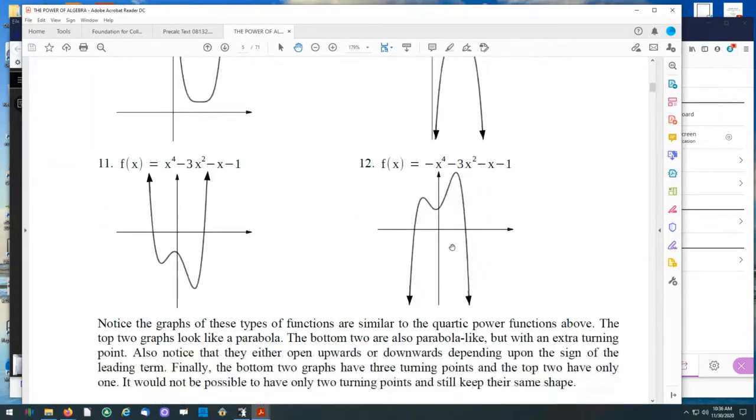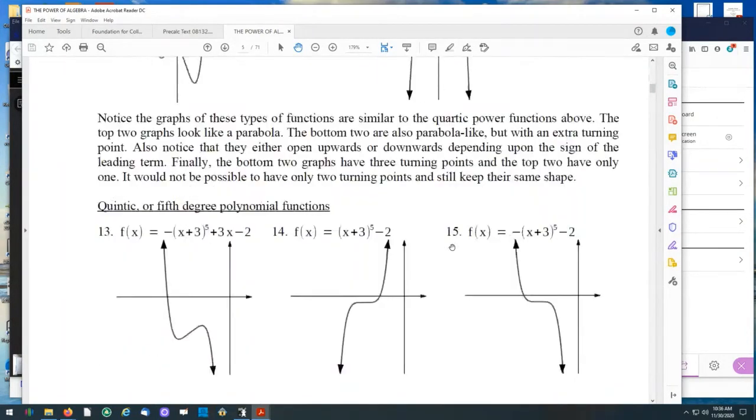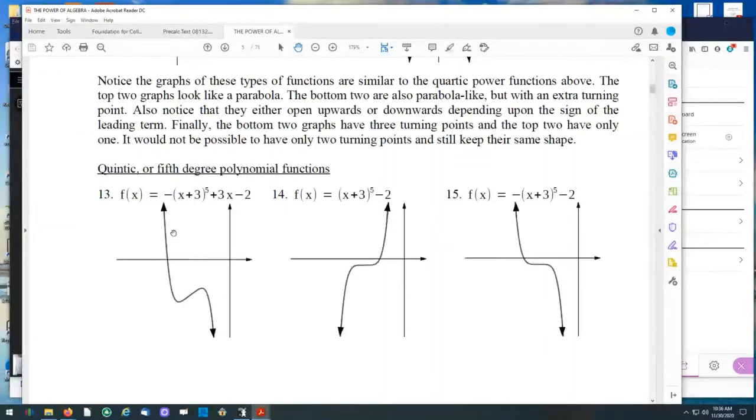Let's take a look at one degree higher and go to the quintic, or the 5th degree polynomials. Here's an example of a 5th degree polynomial function. In this case, I have 2 turning points, 1, 2. In this case, I have 0 turning points. And notice the end behavior, whether there's a positive in front of that coefficient or a negative, it just flips the direction. Positive goes this way, negative goes that way.